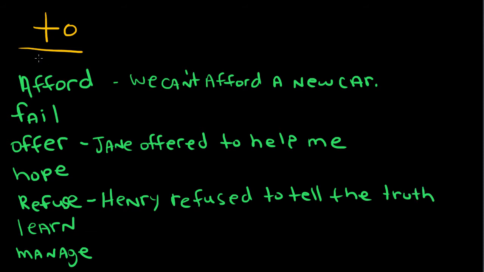So in these verbs we use to in the verb after the verb. In this sentence it should be, we can't afford to buy a new car, because you must have the to and then another verb. So you have the subject, the verb, the to preposition, and the next verb in the infinitive. Subject, verb, to, infinitive.